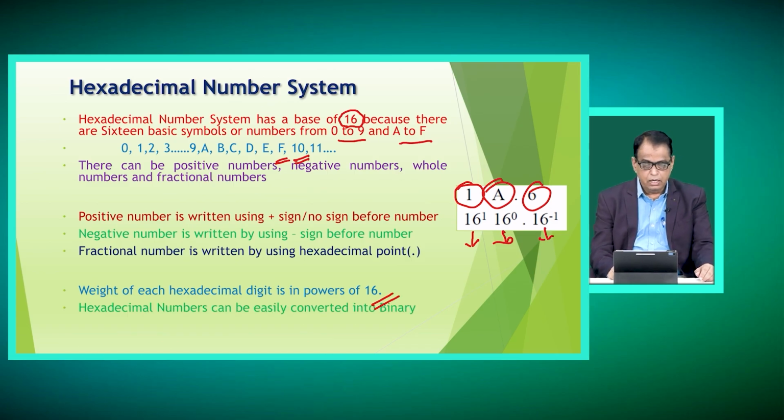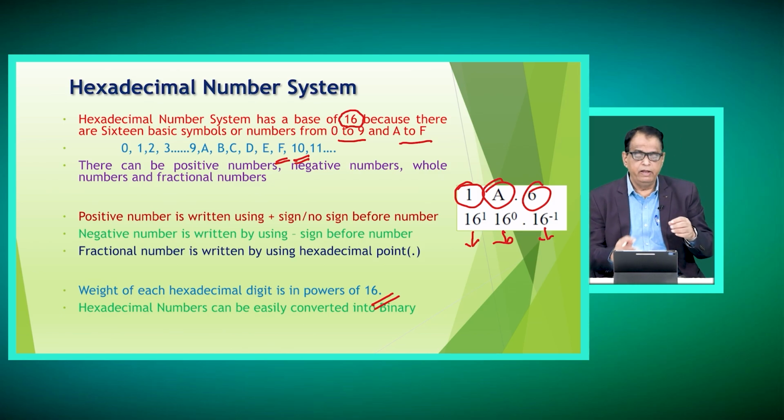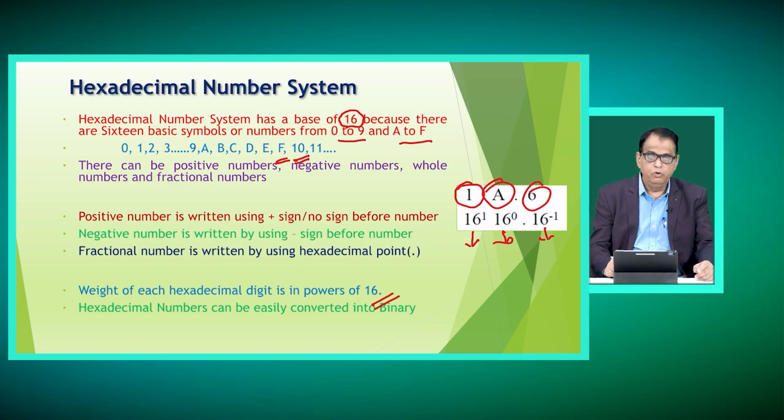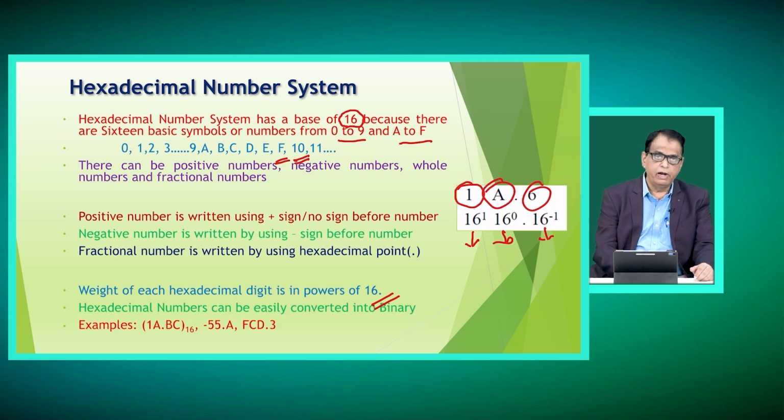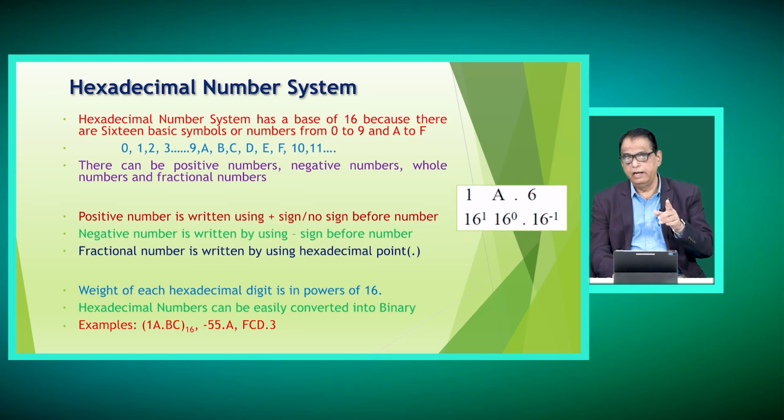The biggest advantage of the hexadecimal number system is that we can easily convert it into binary, or whenever we are given a large binary number, it can be easily converted into a small hexadecimal number. That is the reason hexadecimal number systems are very widely used in computer programming. Whenever we want to write a hexadecimal number, it can be written by using the base 16. Base 16 will indicate that this is a hexadecimal number.